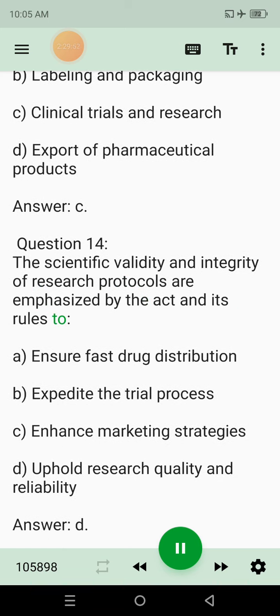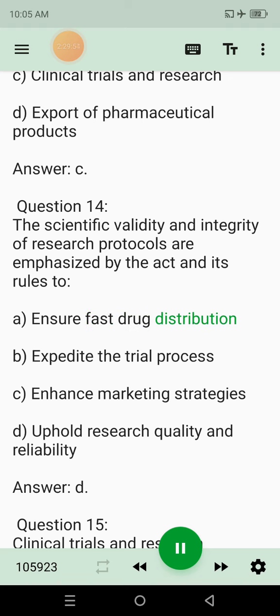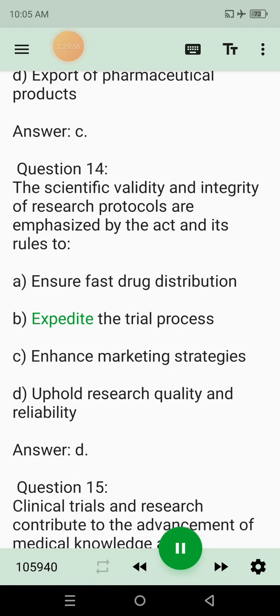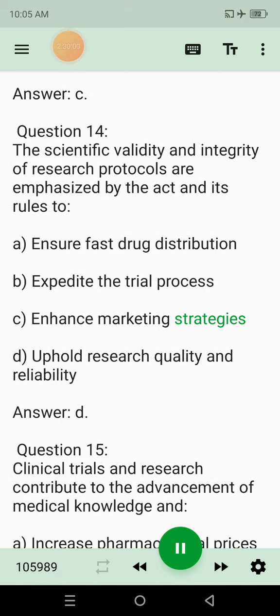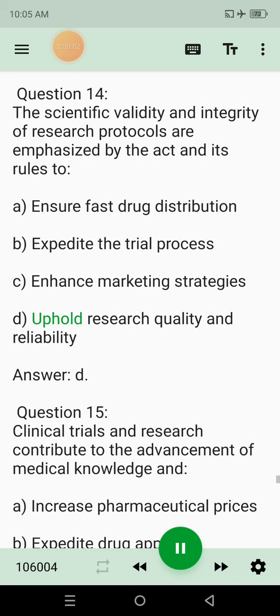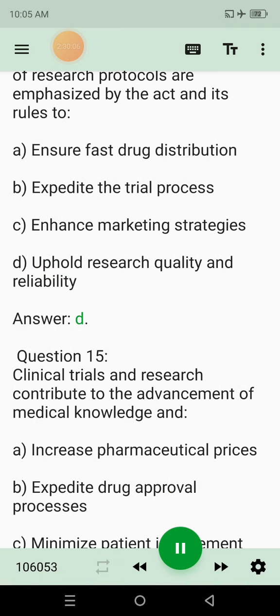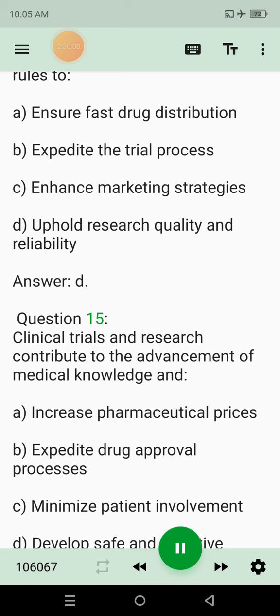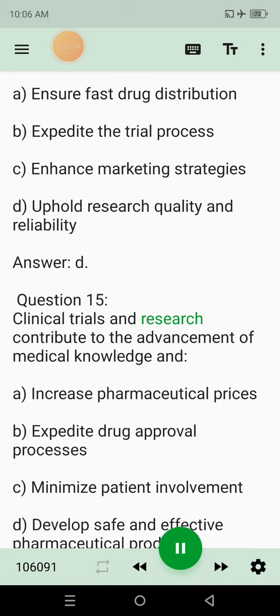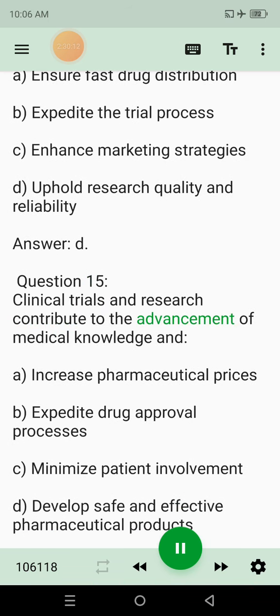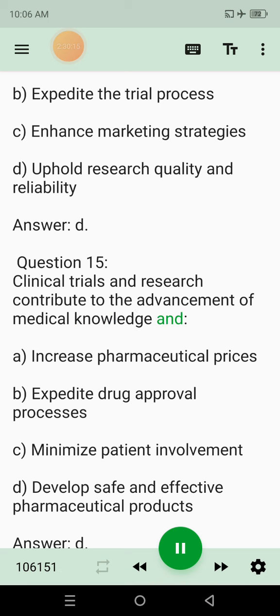Question 14. The scientific validity and integrity of research protocols are emphasized by the Act and its rules to: A. Ensure fast drug distribution. B. Expedite the trial process. C. Enhance marketing strategies. D. Uphold research quality and reliability. Answer: D.